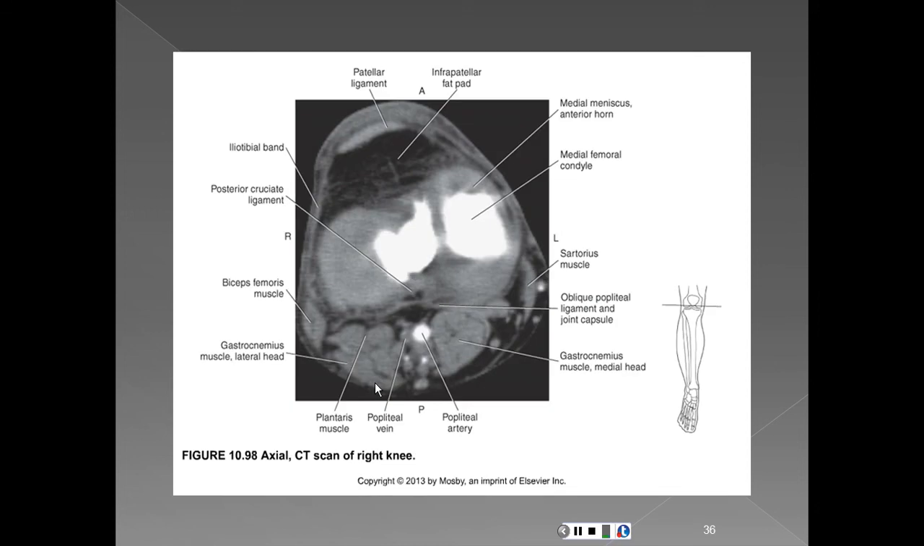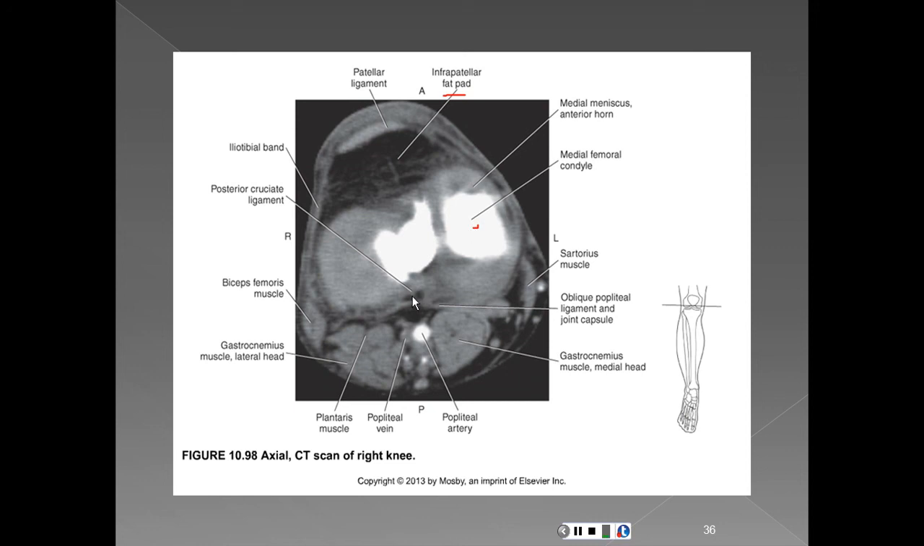So we're taking a CT image, and this time we're going to go a little bit further down. So we're in the patellar ligament. We're inferior to the patella, and we have an infrapatellar fat pad. This is the knee joint capsule itself, and this is the medial femoral condyle.